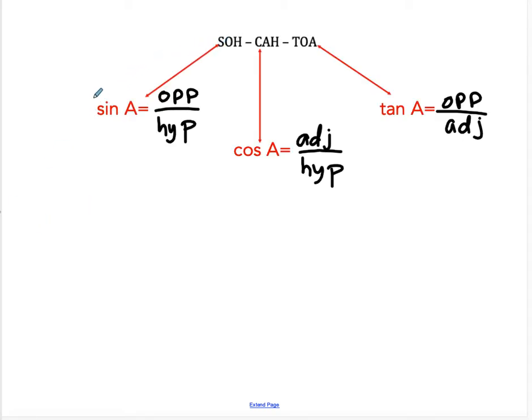And this is how we can write it down. Sine of A is equal to the opposite divided by the hypotenuse. Cosine of A is equal to adjacent divided by hypotenuse. And tangent is equal to opposite divided by adjacent. It's really important that you have the equal sign here because these are equations that are true.